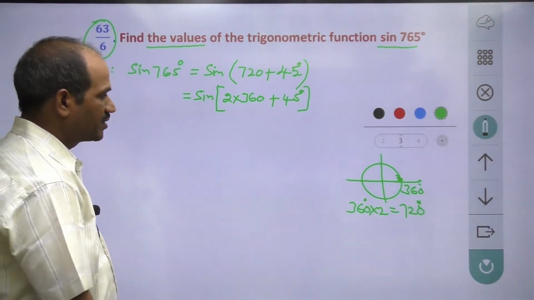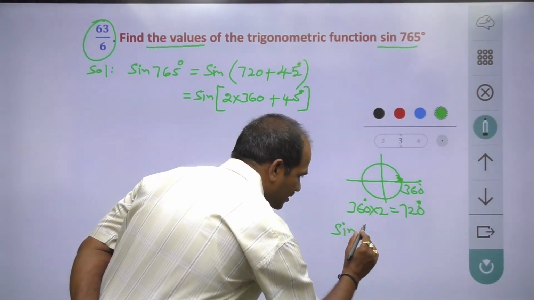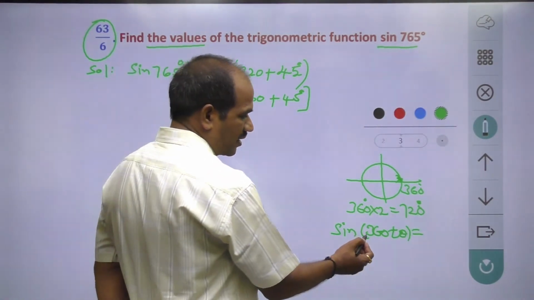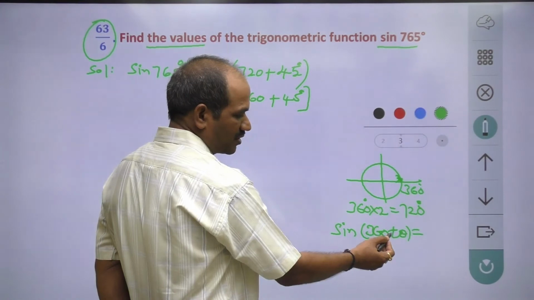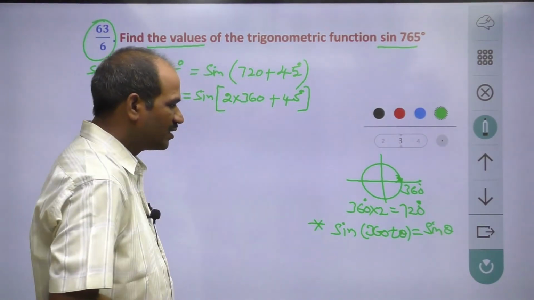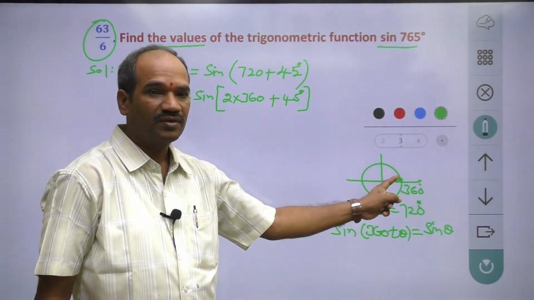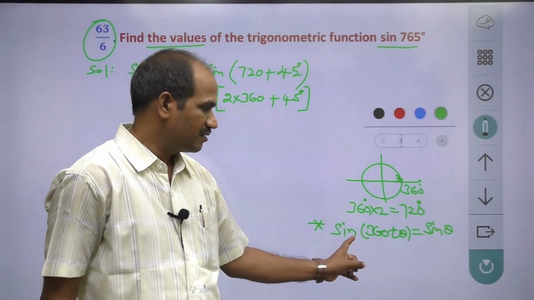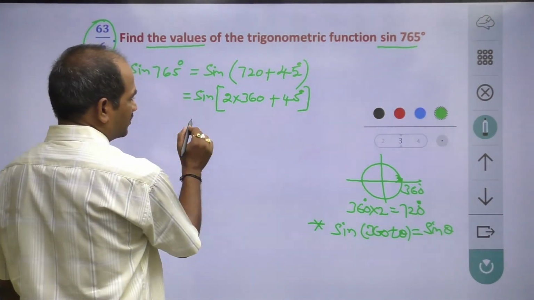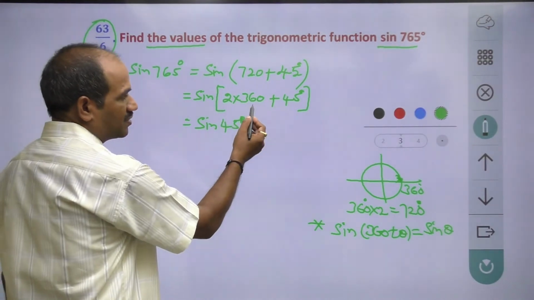In this formula, sine of 360 plus theta lies in the first quadrant, where all ratios are positive and the ratios stay the same. So sine of 360 plus theta is equal to sine theta. So this is equal to sine of 45 degrees. The 2 into 360 is dropped.